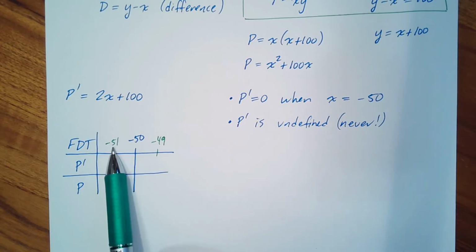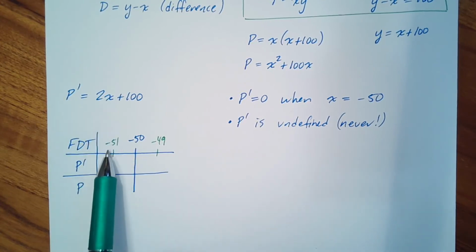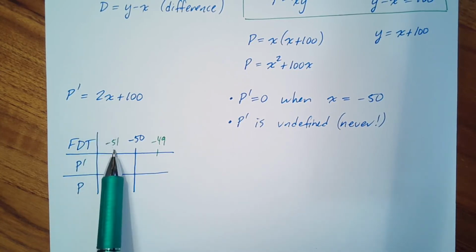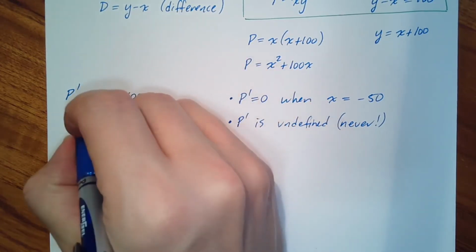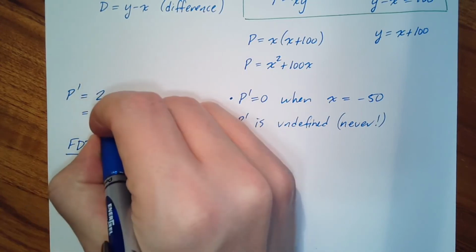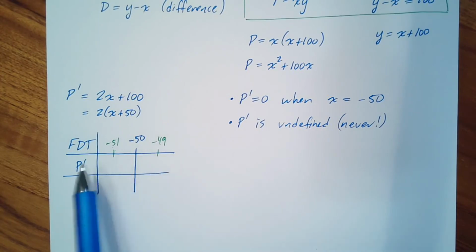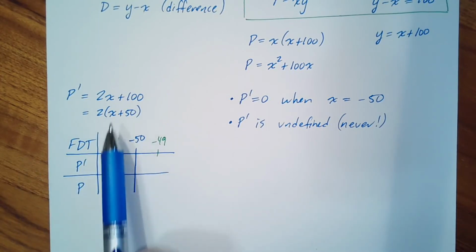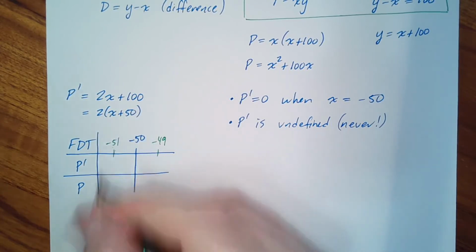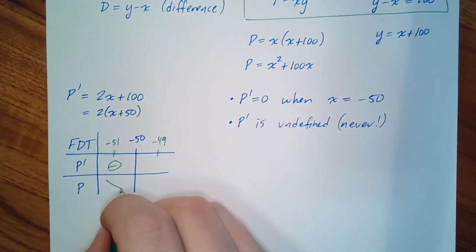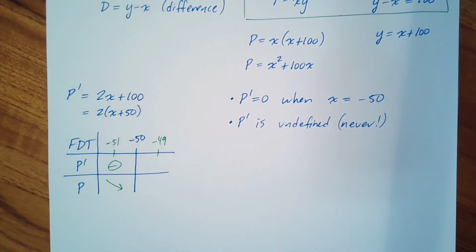So if we plug negative 51 into p prime, so plug it in for x, well, 2 times negative 51, or how about this? It's probably easier to think about if I do this. Let's factor the 2 out, and we get 2 times x plus 50. Now you can see it a little more easily. If I take negative 51 and plug it in for x, well, negative 51 plus 50, that's negative 1. So you have 2 times negative 1, which is negative. So p is decreasing for values of x that are less than negative 50.